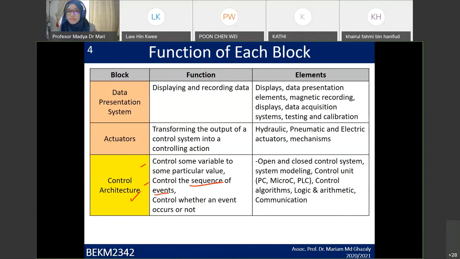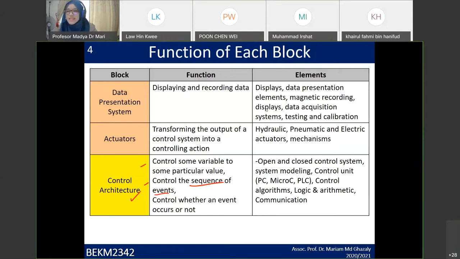Any idea, students? You may sometimes hear about the PLC control. Where do you use PLC? Hello? Guys? Can you hear me? Guys, you can hear, okay.